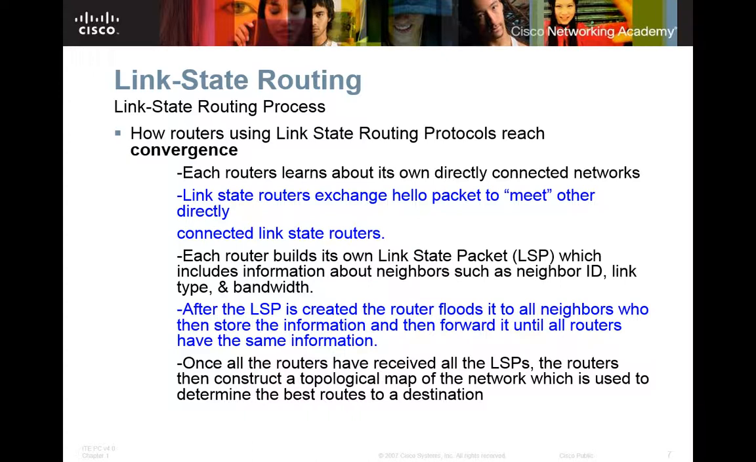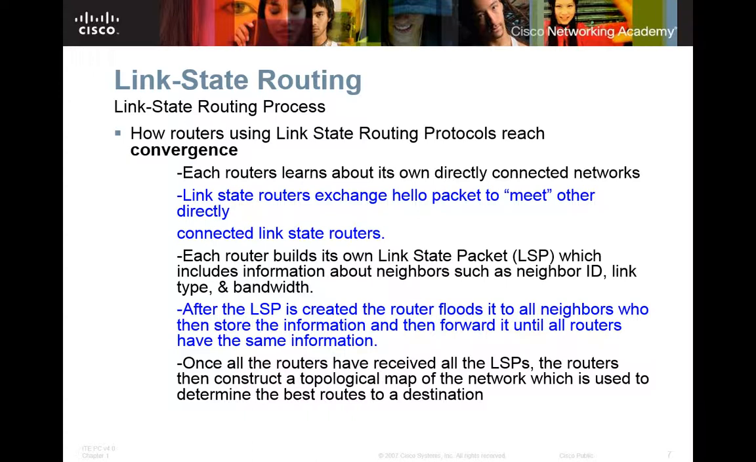Link state routing protocols reach convergence fairly quickly. Once each router learns about its own directly connected networks, the link state routers will exchange hello packets. Then I build what is called a link state packet. It basically builds up the information about the bandwidth, the neighbor ID, its link type. Was it T1? Is it a T3?